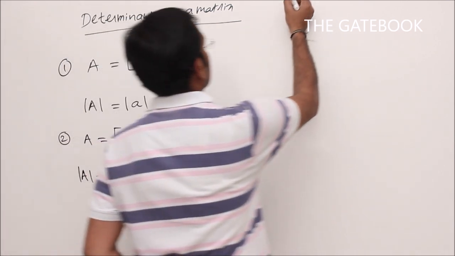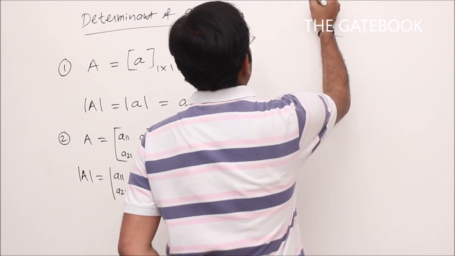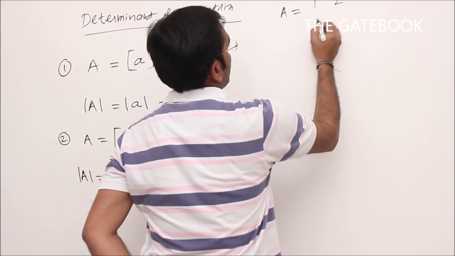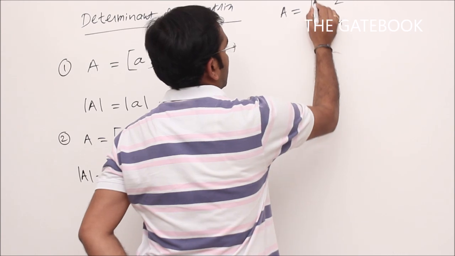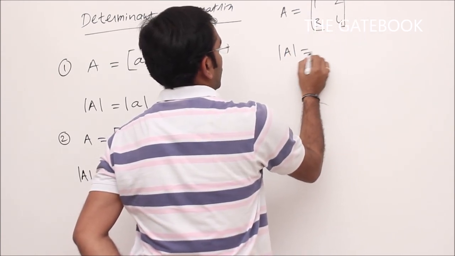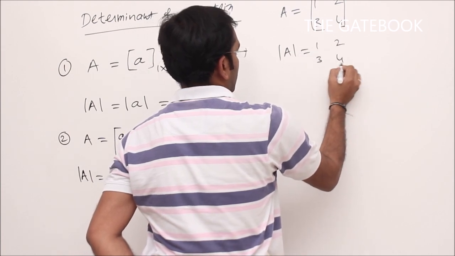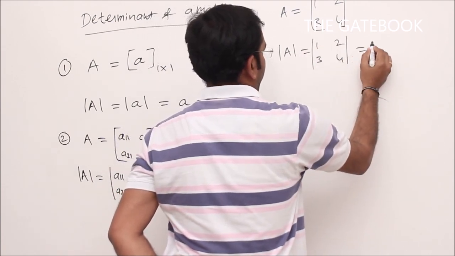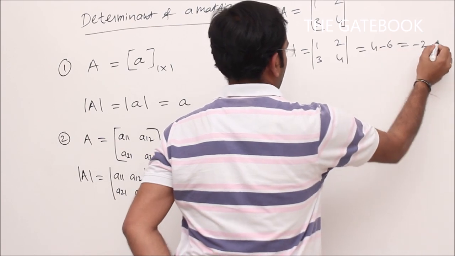For example, take the matrix 1, 2, 3, 4. I want to find the determinant of this matrix. So det A is equal to 1 times 4 minus 2 times 3, which is 4 minus 6, that is minus 2.